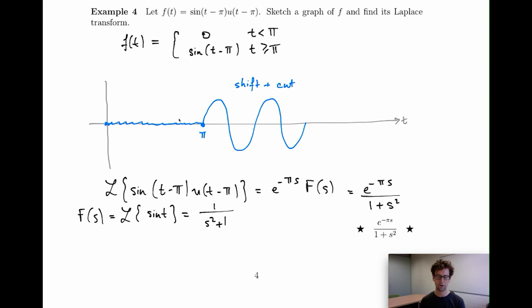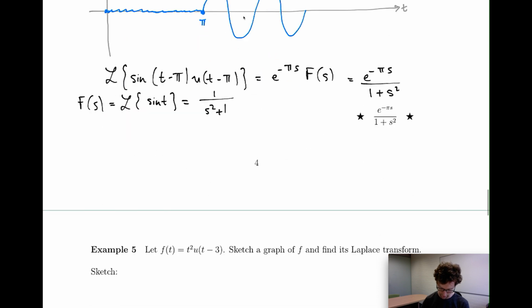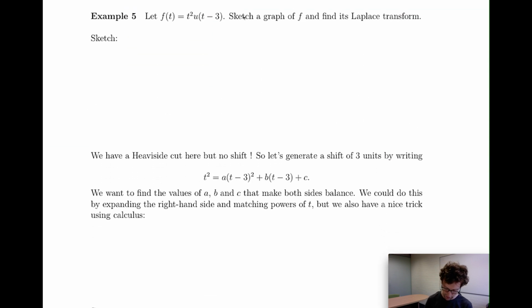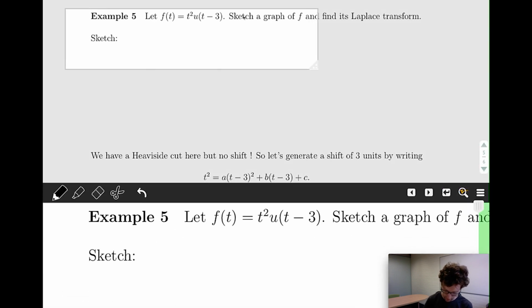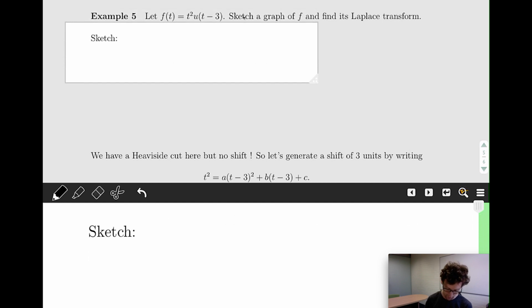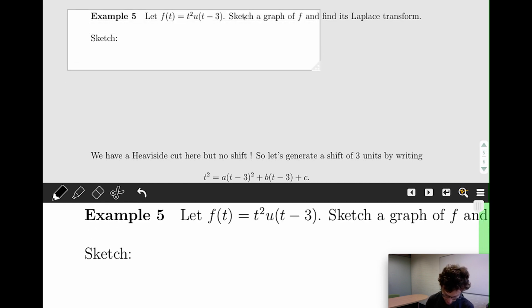Now let's take a look at a function that is not written in such a nice and easy way. Let's take a look at a function that has a cut in it, but doesn't have a corresponding shift. So in example 5, we've got a function f of t is equal to t squared times u of t minus 3.